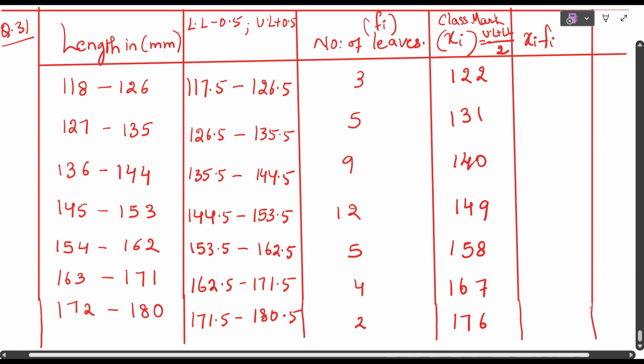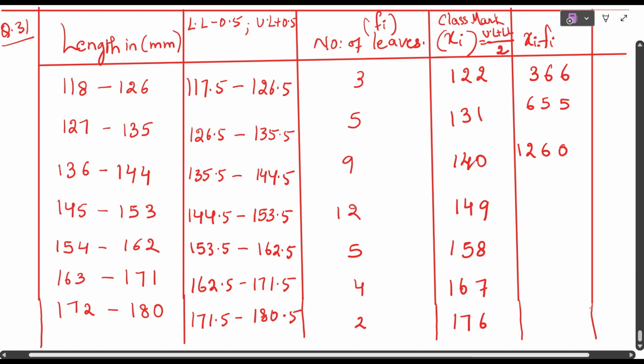Now what we have to do? I am showing you the direct method, students. So multiply fi and xi. Fi into xi. So 122 into 3. How much? 3 2s are 6, 3 2s are 6, 3 1s are 3. Next 131 into 5. How much? 5 1s are 5, 5 3s are 15, 5 1s are 5, 6. Next 9 into 140, 9 zeros are 0.